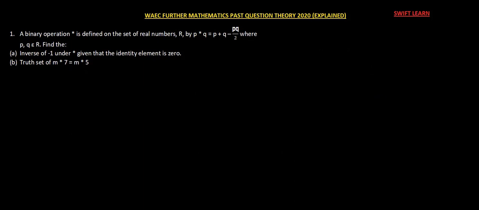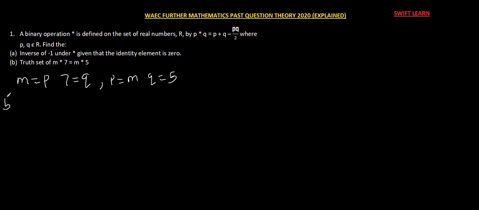So here our B question says we have to get M operation 7 equals M operation 5. How are we going to do that? Your own is just to follow this formula. As long as you have the same operation, you have to follow the formula in this format. Where you saw M here, it was P, so you just replace: M equals P, then 7 here equals Q. That's for the first set, while for the other set P equals M and Q equals 5. It's just like you are replacing something.